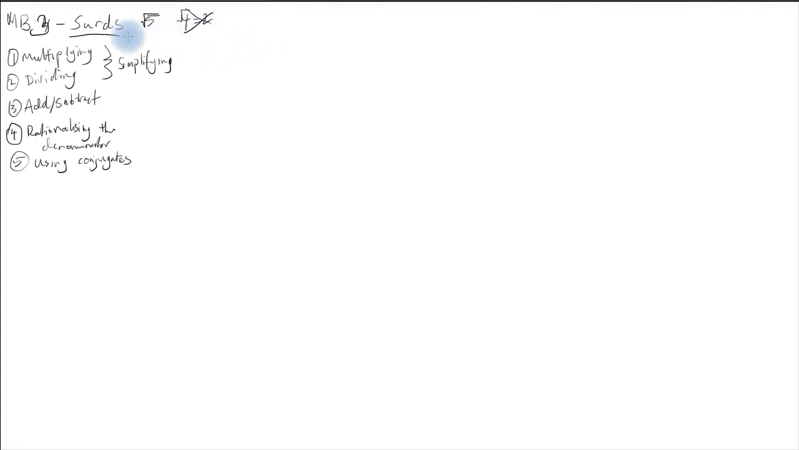Surds are irrational numbers. There are also some other irrational numbers like pi or Euler's number, which is e. These have decimal numbers that just go on forever, but they don't repeat. This is different to, say, a third, which is 0.333 and so on, with more and more threes. But this is just a repeating pattern, so because it's repeating, that is not irrational.